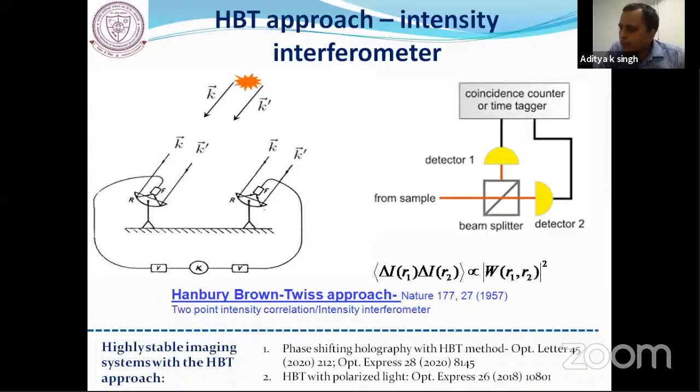There is a well-known fact that in comparison to the usual Young slit experiment or field-based interferometer, the Hanbury Brown-Twiss interferometer or intensity interferometers are more stable. Even if you do the experiment with a non-vibrating table, even in a highly disturbing environment, you will get better results in comparison to the field-based interferometer. We have also utilized this feature of the Hanbury Brown-Twiss experiment to develop a new quantitative imaging system using holography, like in these two papers.